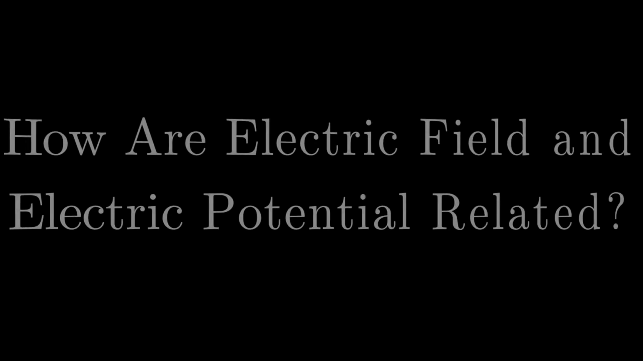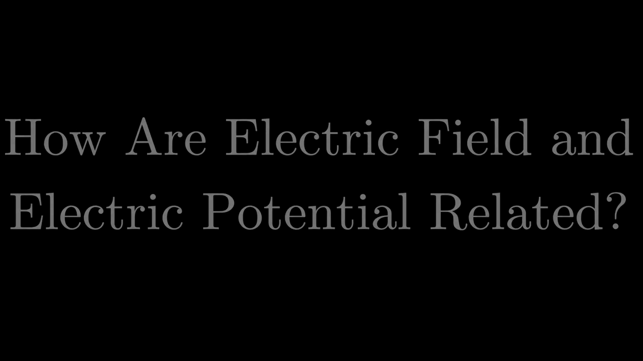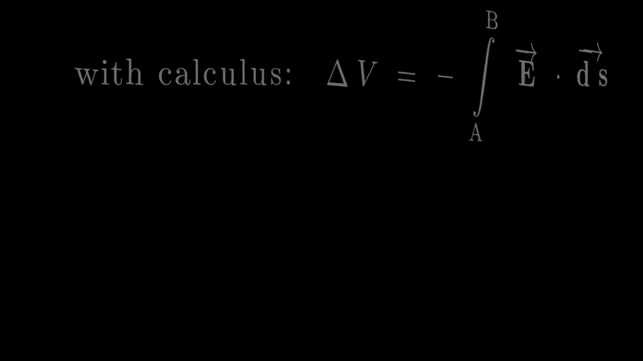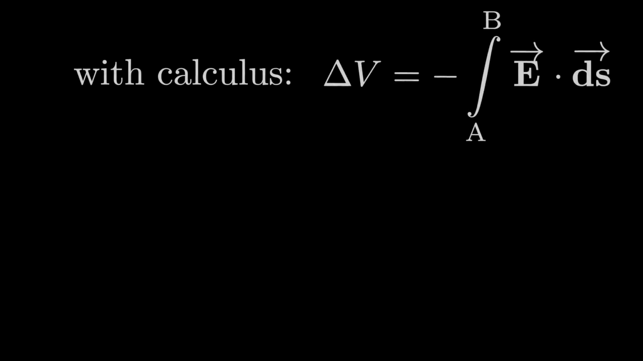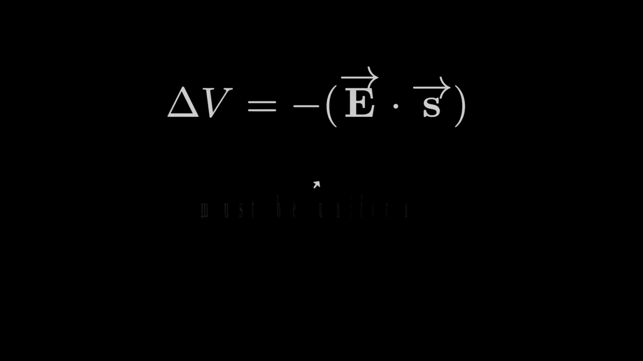We've already talked about how the electric field integrated along any path between 2 points A and B can give you the electric potential difference between those 2 points. If you want the non-calculus definition, then it's just the negative of the electric field dotted with the displacement vector between those 2 points will give you the change in electric potential. But remember, this only works if the electric field is constant.